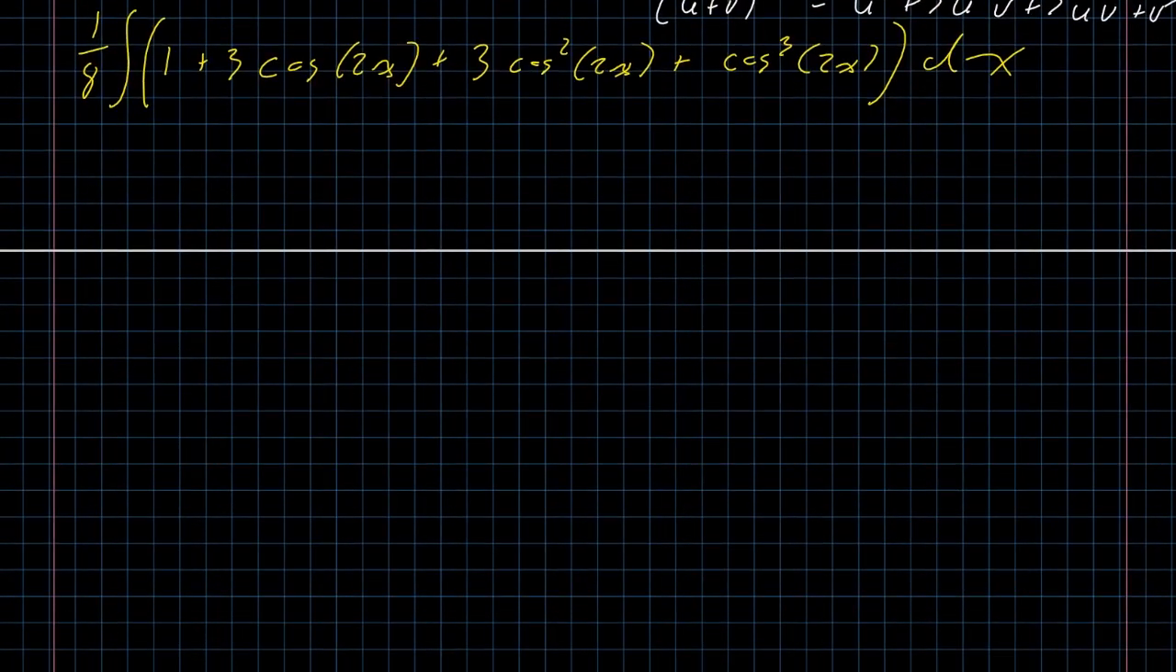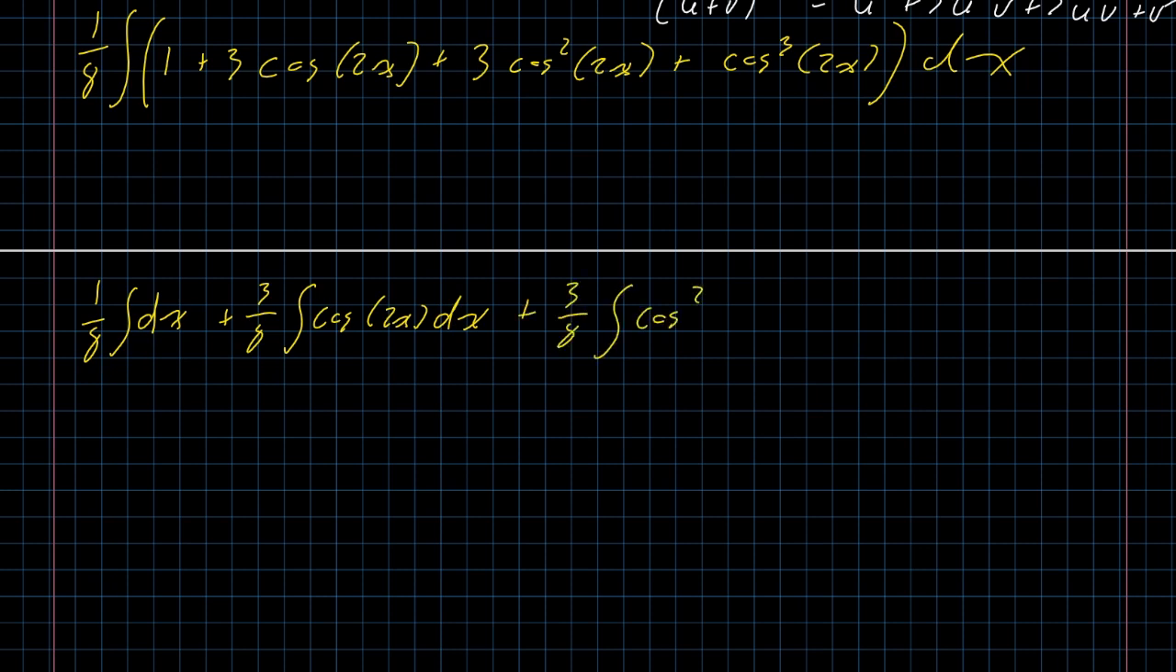All right, I will split these integrals up. I've got 1/8 the integral dx. I've got 3/8 the integral of cosine of 2x dx. I've got 3/8 the integral cosine squared 2x dx. And I've got 1/8 the integral cosine cubed 2x dx.